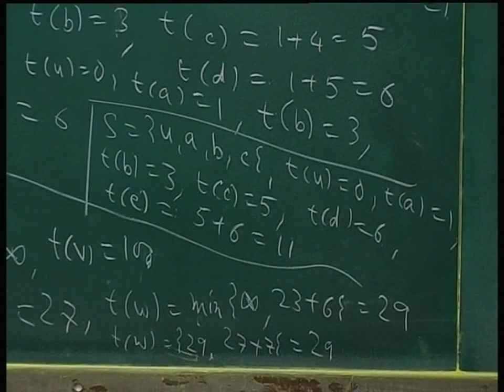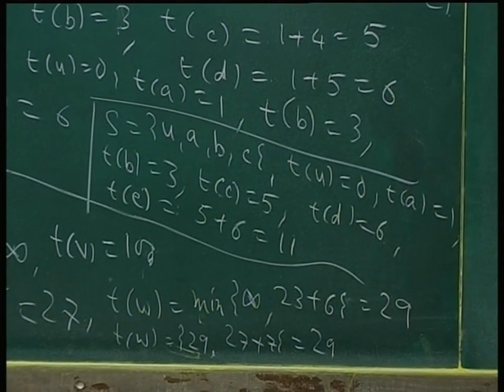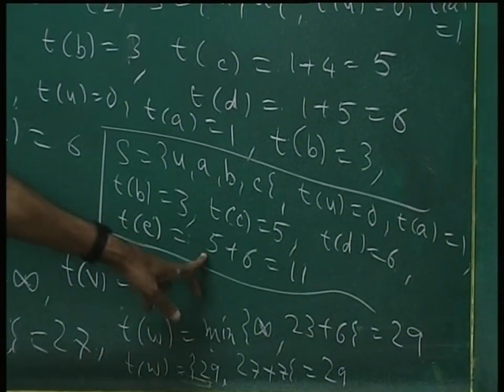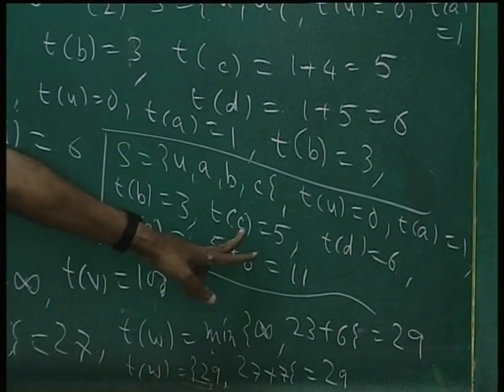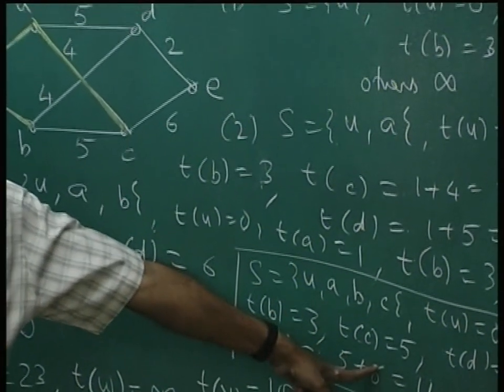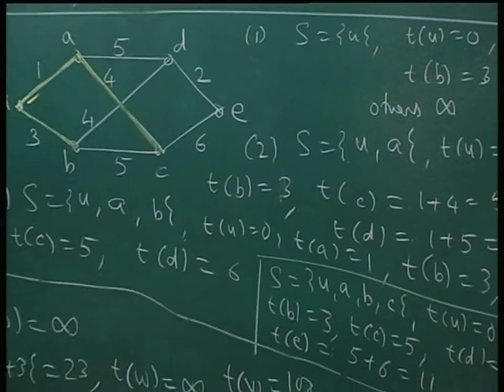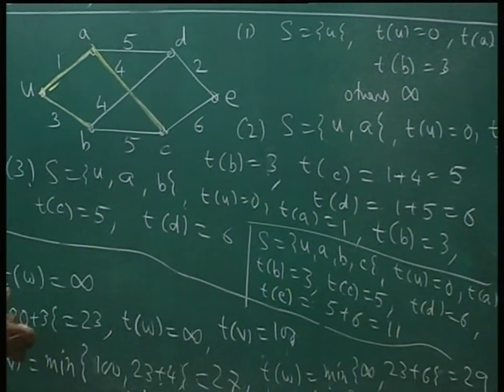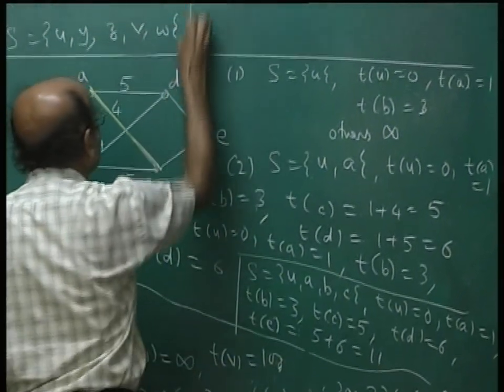Is that okay? 1 plus 4, 5, go that way. Is there any mistake? 1 plus 4 plus? Yeah. 5 plus 6. That's exactly what I've written. I'm using C. Distance to C is determined already. Okay. Then we put D in the bag.